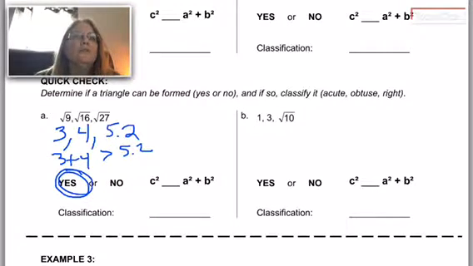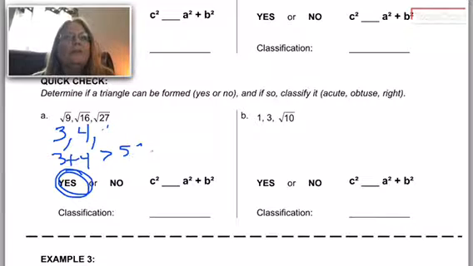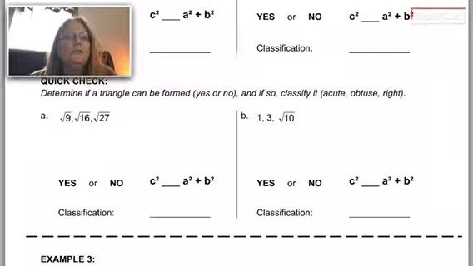So now we want to classify it. We're not going to use this approximation anymore. Let me erase this right here. Now we want to go back and use the exact numbers. So we have 3, 4, and the square root of 27.